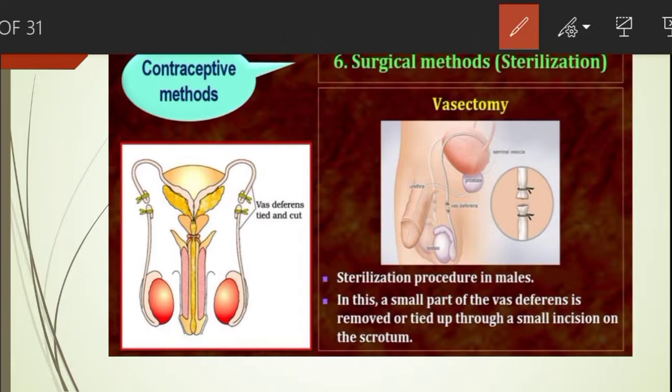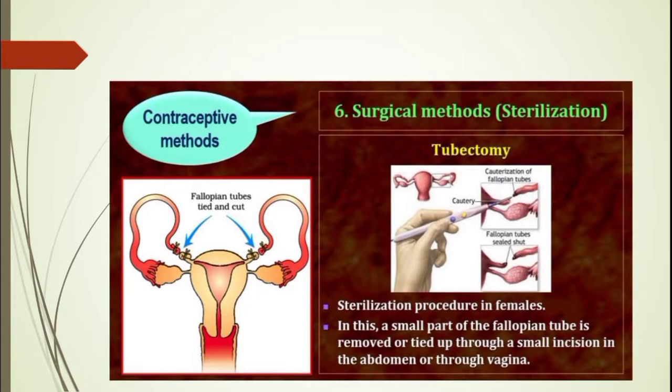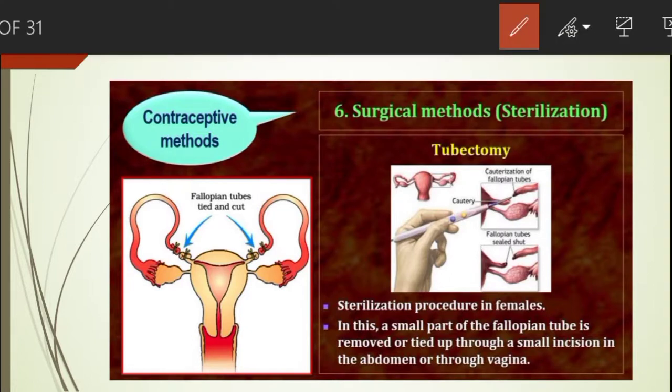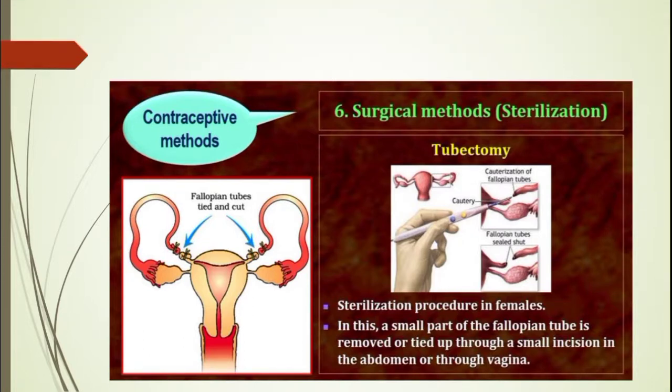Vasectomy. In vasectomy, a small part of the vas deferens is removed or tied up through a small incision on the scrotum, and this is done in males. In tubectomy, a small part of the fallopian tube is removed or tied up through a small incision in the abdomen or vagina in females. Both these techniques, that is vasectomy and tubectomy, are known to be highly effective, but they are poorly reversible.